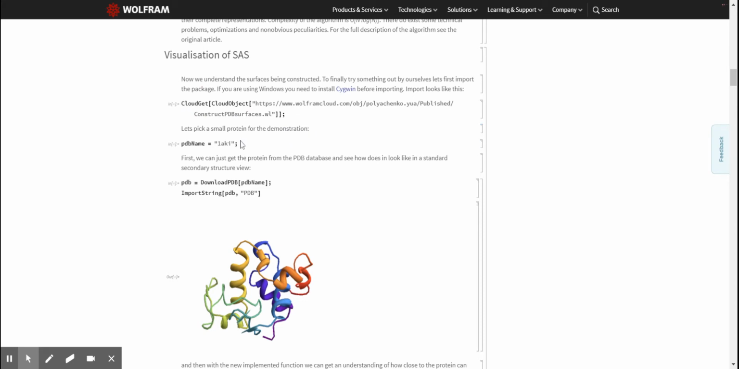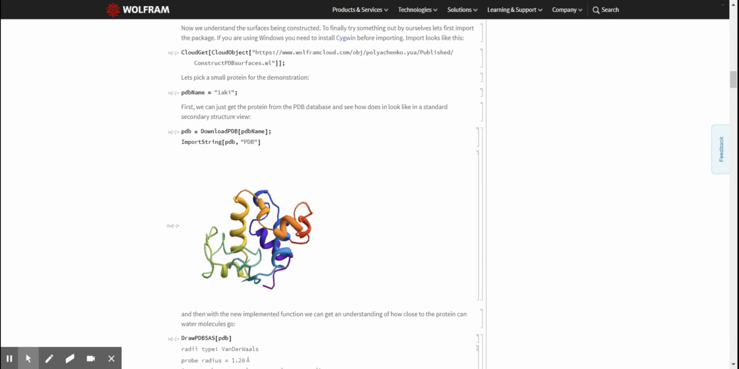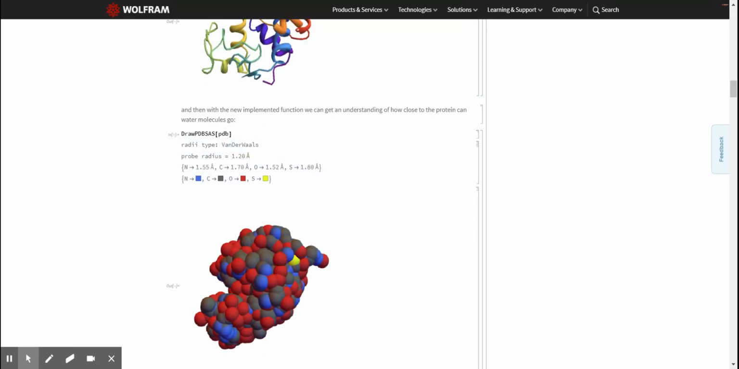And then we can pick a sample protein, download it from the Protein Data Bank, see how it looks in a classical cartoon way, and then see what the solvent accessible surface of the protein looks like.